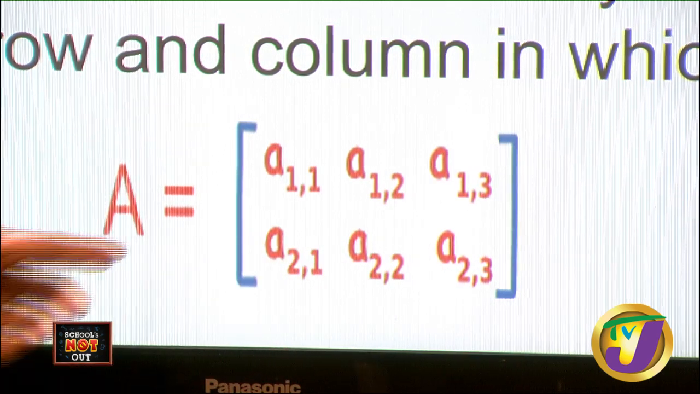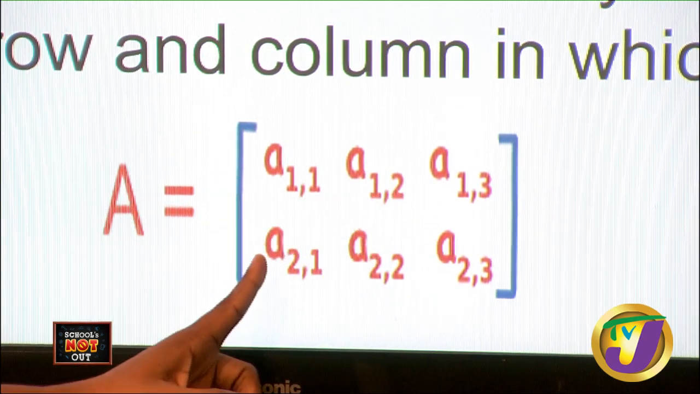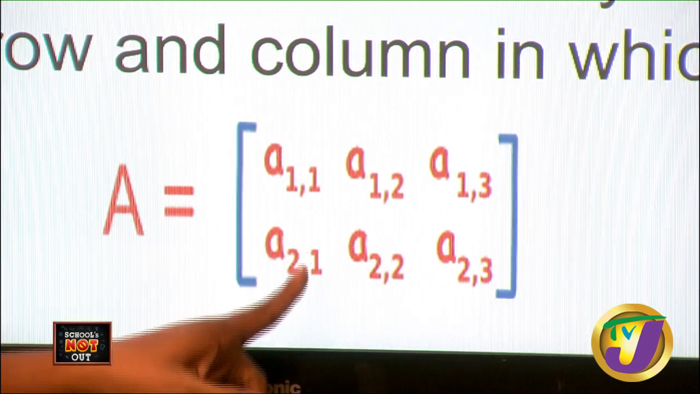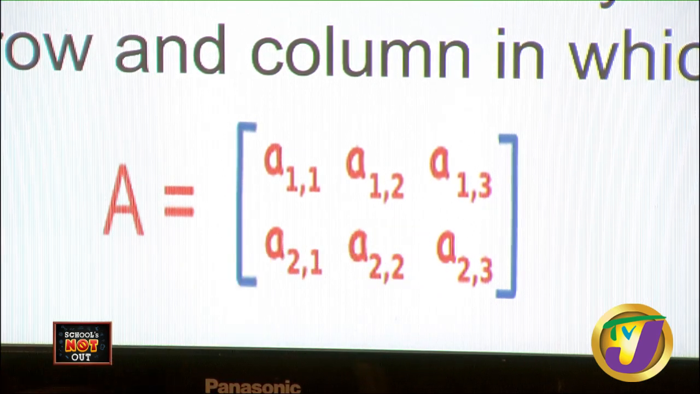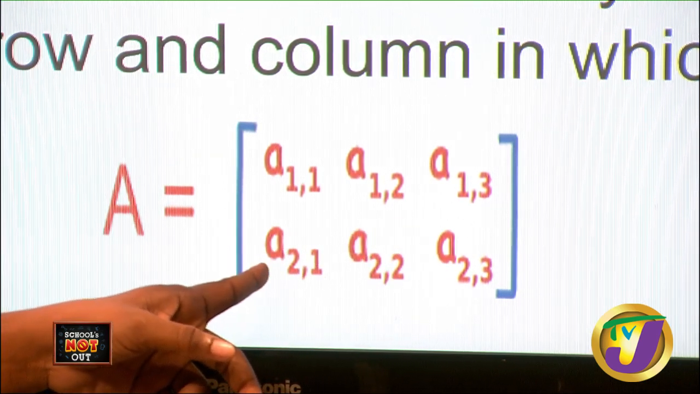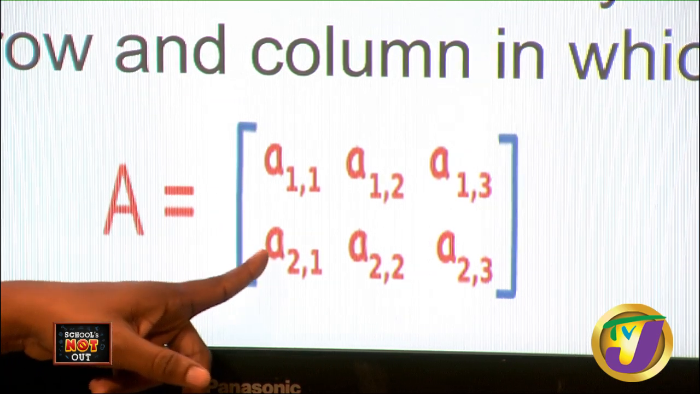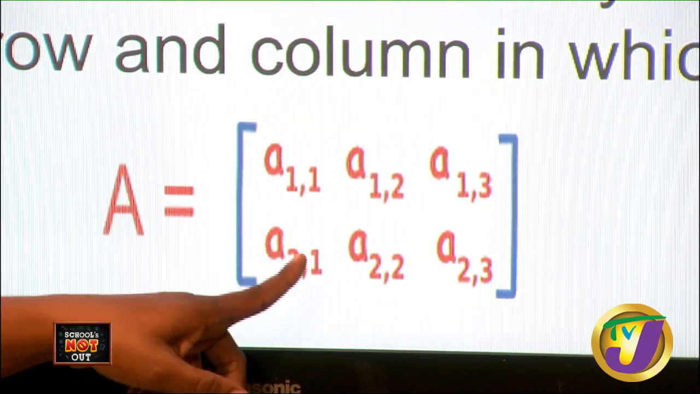And if we notice, when we get to row 2, the first digit, or the first number in our subscript, changes and is now 2. So this is telling me I am now in row 2, column 1.